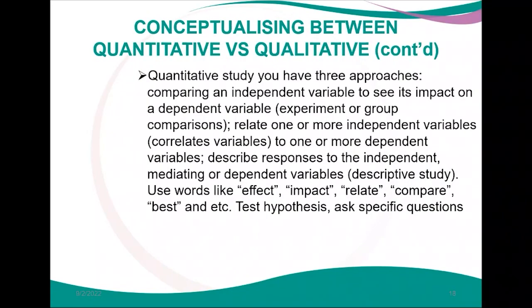But the quantitative researchers use words like, what is the effect of this? What is the impact? How does this compare to this? What are the best ways of improving, for example, reading among learners?